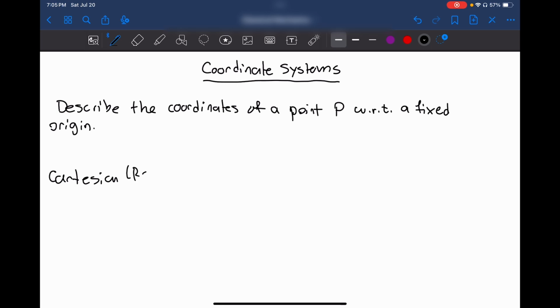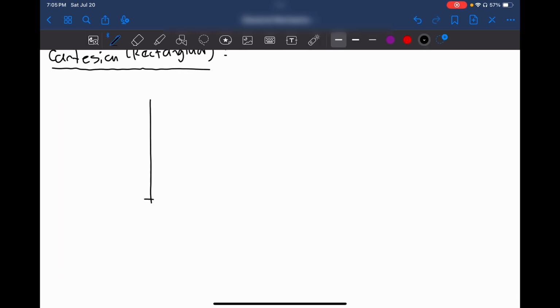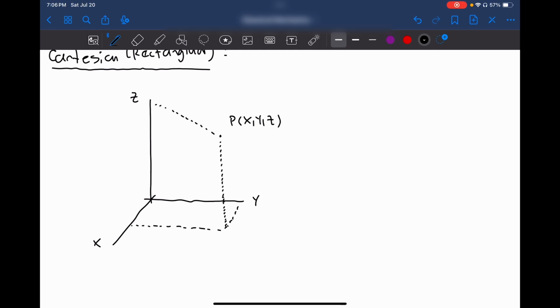Another name for this is the rectangular coordinate system. And this one's pretty straightforward. We're going to have three axes, all perpendicular to each other, x, y, and z. And we're going to have a point P in space somewhere. And P is going to have coordinates x, y, and z. And I'm just dropping down some projections onto some axes so you get a better idea of what these coordinates look like. So this is the x-coordinate, this is the y-coordinate, and this is the z-coordinate of P.